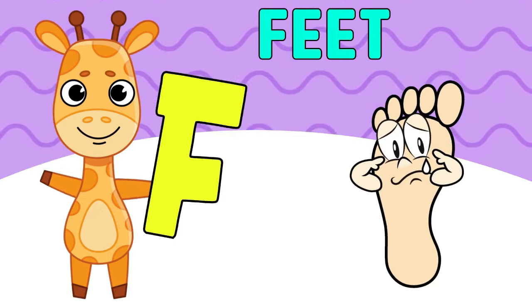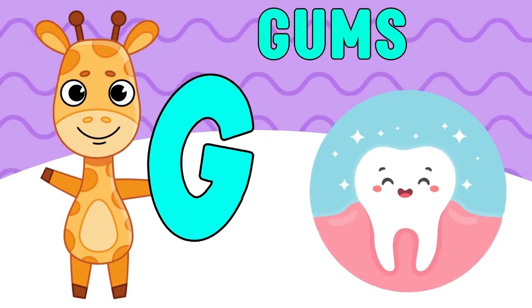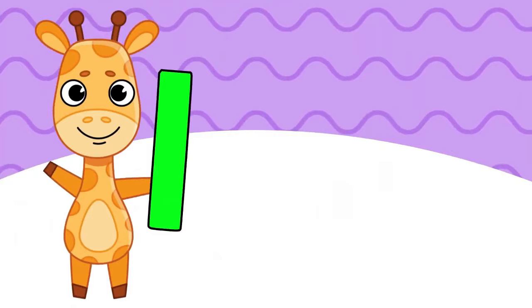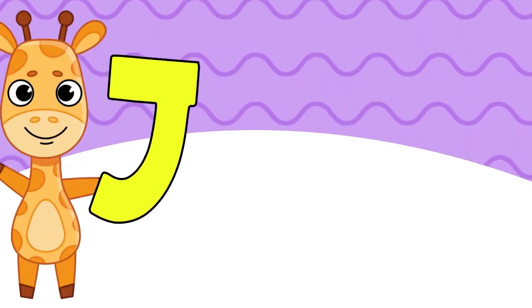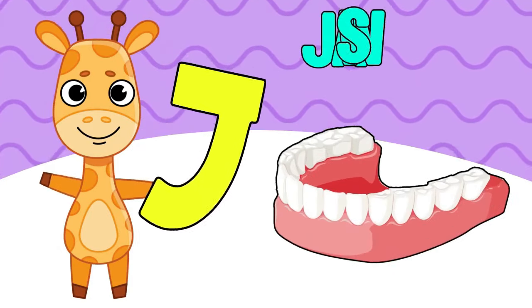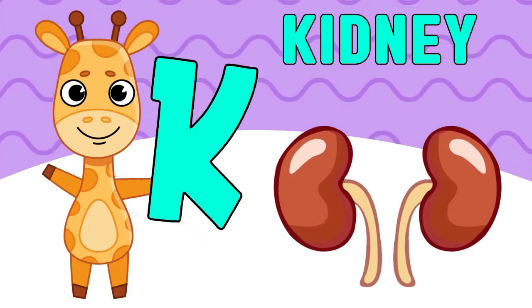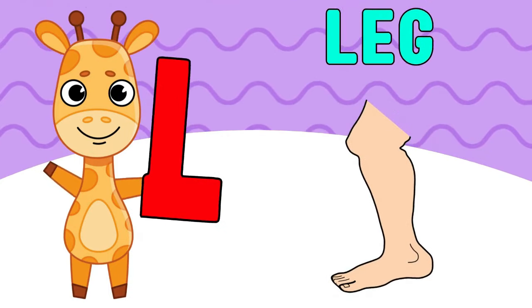F. F is for feet. G. G is for gums. H. H is for hand. I. I is for intestine. J. J is for jaws. K. K is for kidney. L. L is for leg.